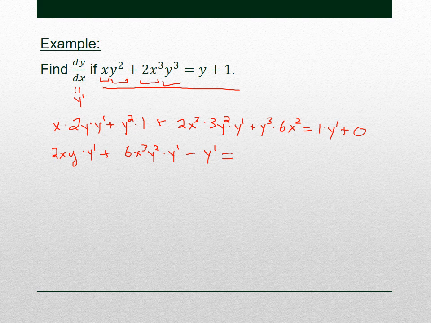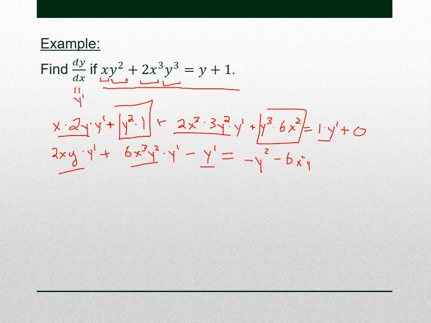So what we did was we kept all the terms that had a y prime. So that came from here, here. Oops, not that one. But this one did have a y prime. And then what we want to do is move all the things that did not have a y prime over to the other side. So we'll get a minus y squared minus 6x squared y cubed.